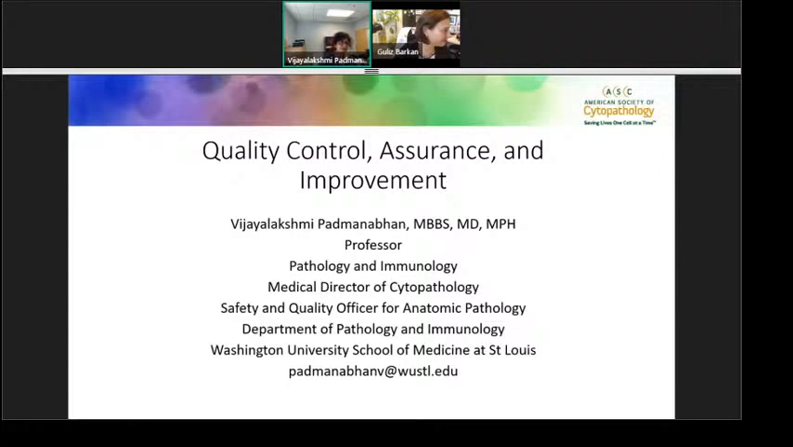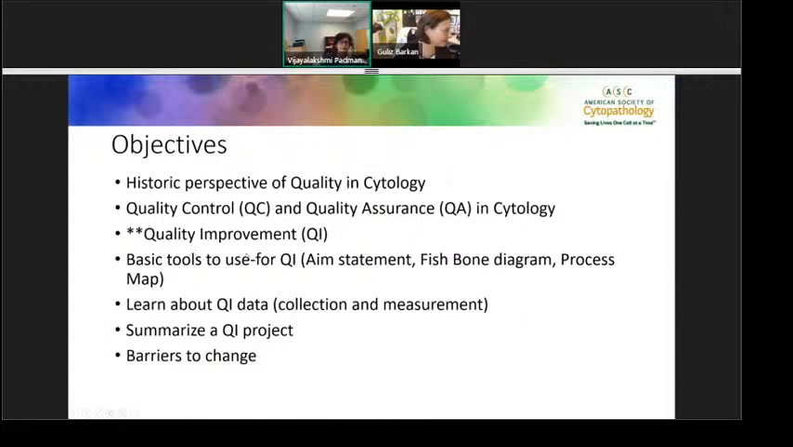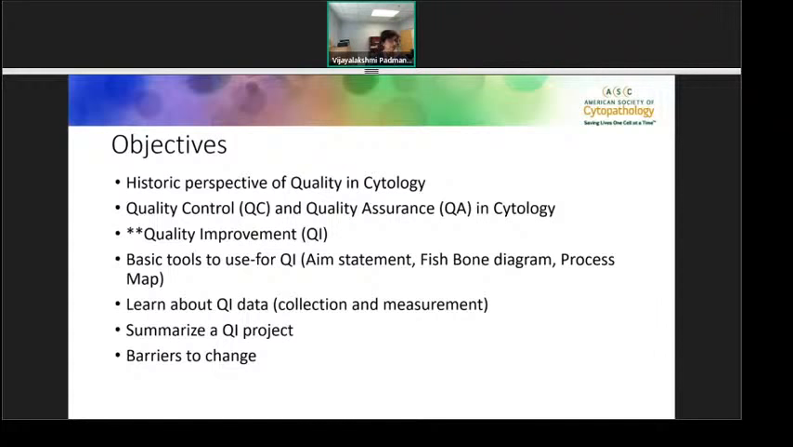So I'm going to be talking about quality control, assurance, and improvement. The objectives of my talk: the first thing I'm going to give you is a little bit of historic perspective on quality in cytology, a little bit about QC and QA, but the bulk of this talk is going to be covering quality improvement, how to do a basic quality improvement project. It's basically a small simulation of how to use basic tools, learn a little bit about QA data collection and measurement, summarize a QI project, and talk a little bit about barriers to change.